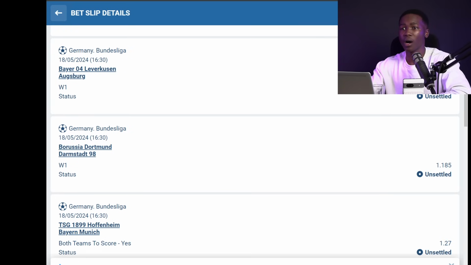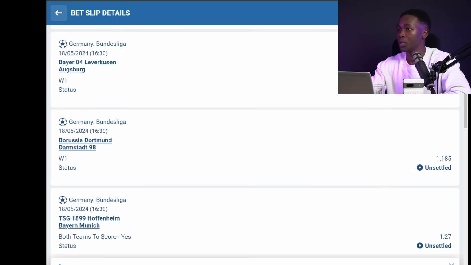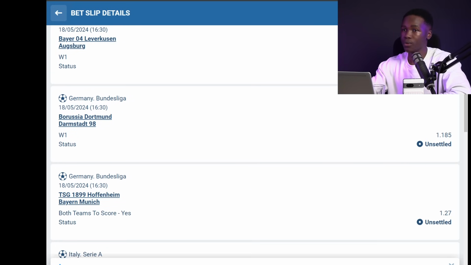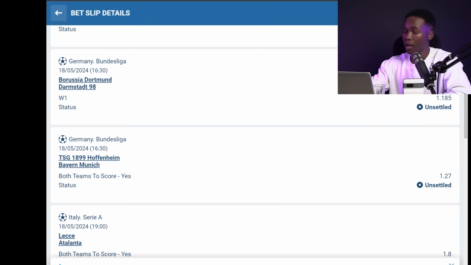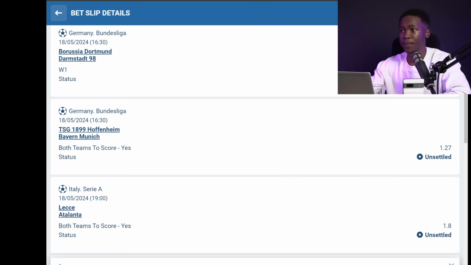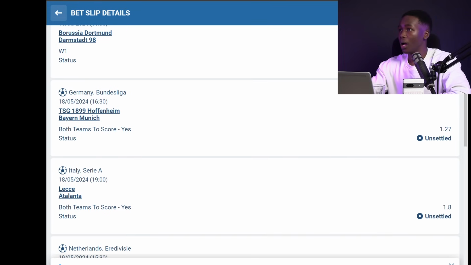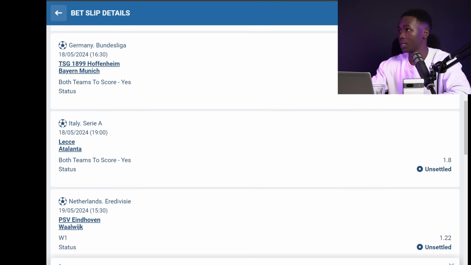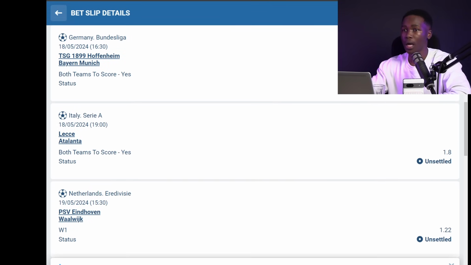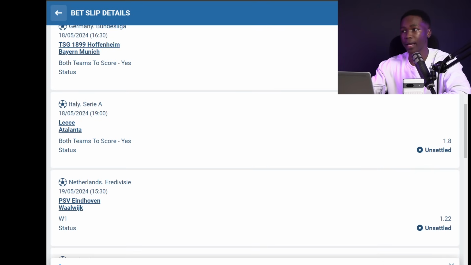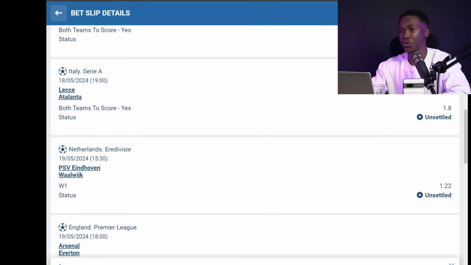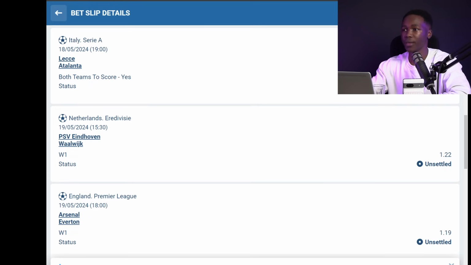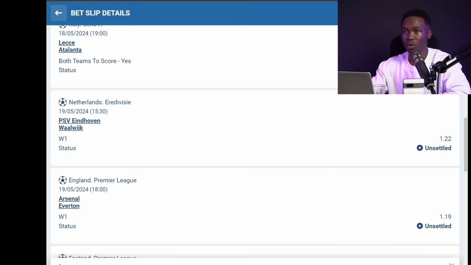Next game we are having is Hoffenheim vs Bayern Munich. Both teams to score. The odd is 1.27. And then we have Lecce vs Atalanta. Both teams to score. The odd is 1.80. And then we do have the next game, PSV Eindhoven vs Waljik. We are talking about PSV Eindhoven winning the game. The odd is 1.22. And then we have Arsenal vs Everton. We're talking about an Arsenal victory.